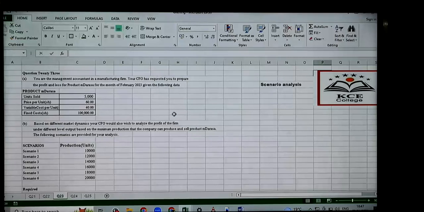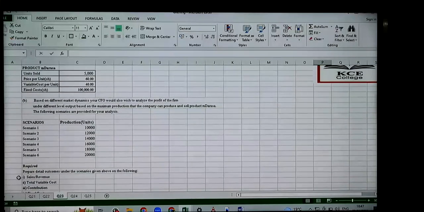Part B, based on different market dynamics, your CFO would wish to analyze the profit of the firm under different levels of output, based on the maximum production that the company can produce and sell of product M-Darasa. The following are provided for your analysis. So there you've been given the scenarios. This one is scenario analysis. The first two are sensitivity analysis.